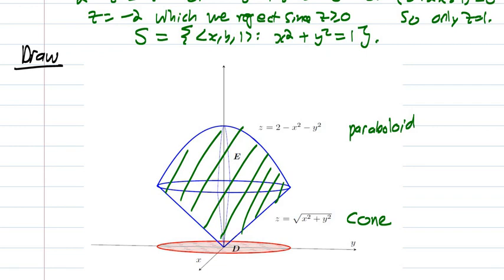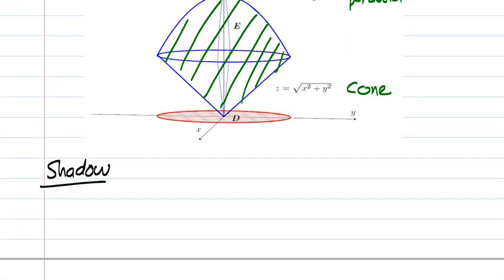Now, as in the previous problem, if you look at the region E and you project it down to the xy plane, so you look at the shadow, the shadow will be the red circle. In this case, it's quite clear that if you project it to the xy plane, it will be a circle. In the previous question, the shadow was a rectangle. But for this question, the shadow is a circle. So let's quickly draw this.